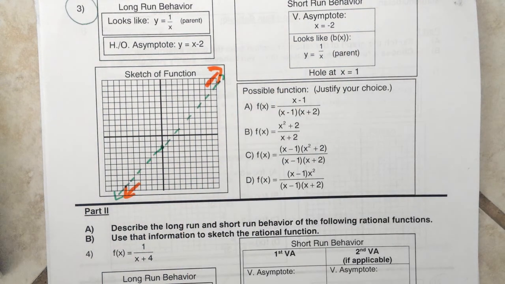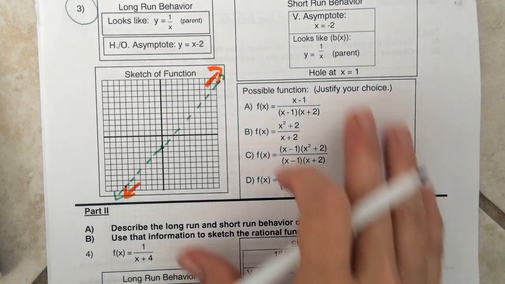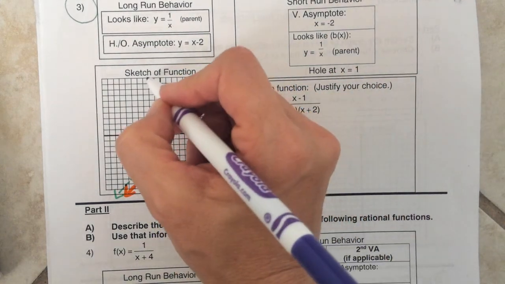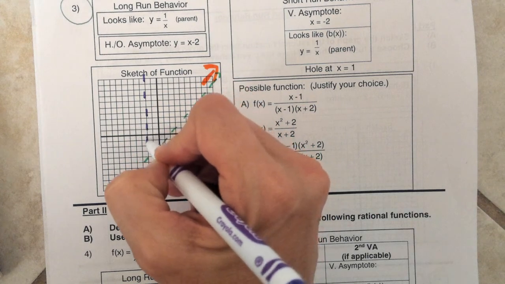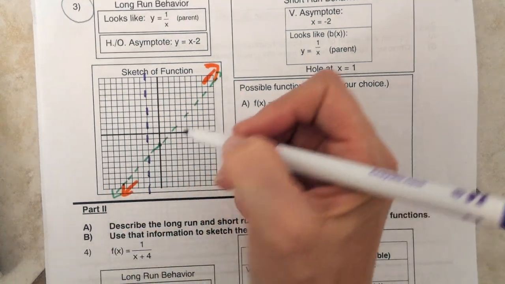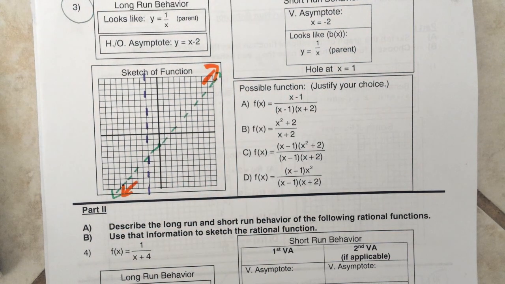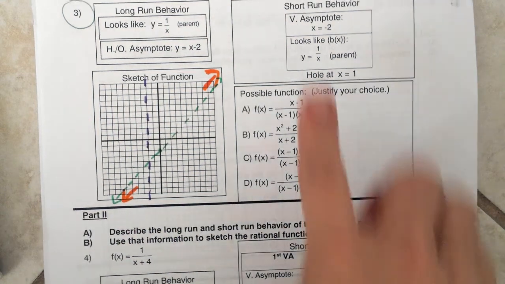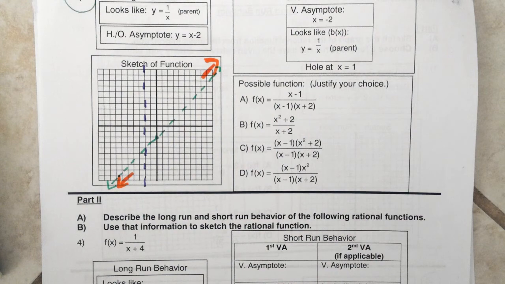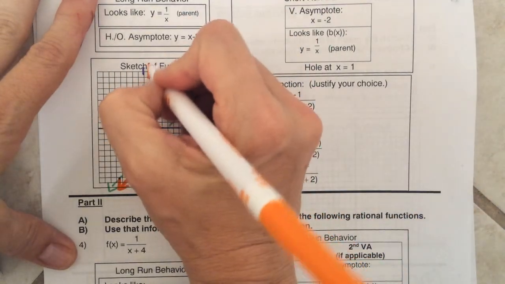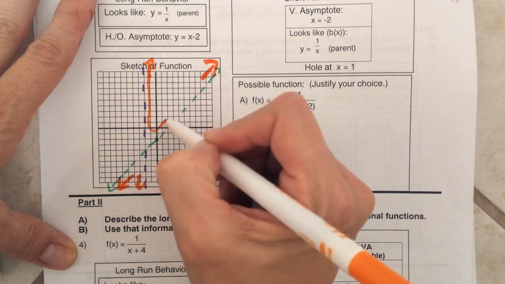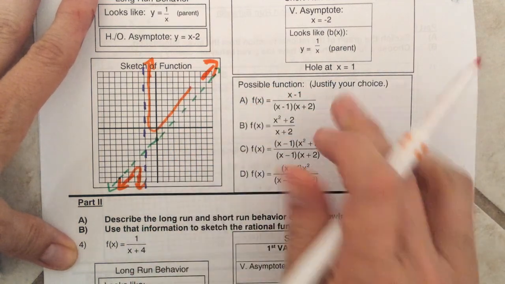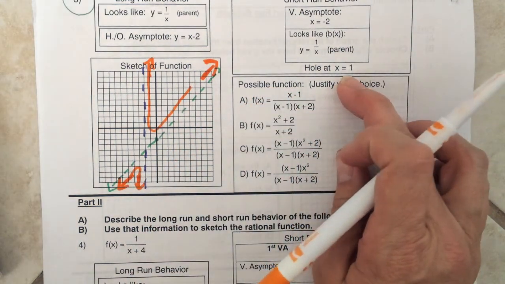Over here on the short run, they tell me that I'm going to have a vertical asymptote at -2. And they tell me that it's going to behave like 1 over x, a positive 1 over x. So it's going to go up on the right, down on the left. So I know it's going to look something like this. And they also tell me that it's going to have a hole at 1.